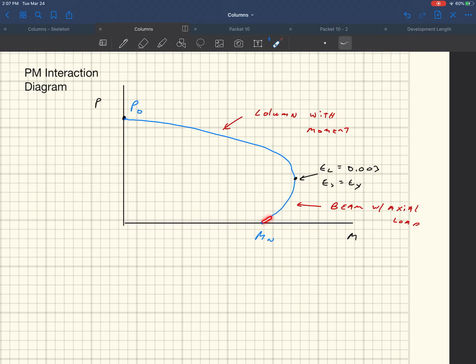If you have a beam and you apply axial load to it, it actually increases its capacity, right? It moves to the right here, which indicates that its capacity is going up. But if you have a column and you apply a moment to it, you decrease your capacity. It actually goes down, right?